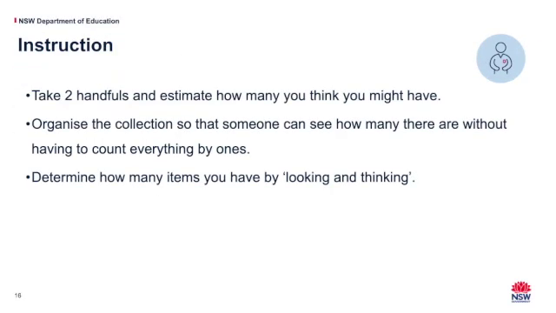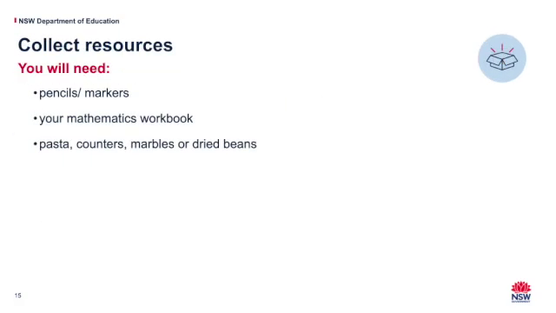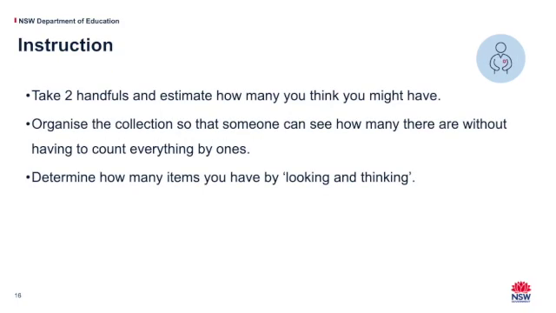When we go through, I know I'm talking a bit fast now, but when we go through, what you need to do is take 2 handfuls. It says that you need to collect something like pasta, counters, marbles, something that you've got a lot of. Then you need to take 2 handfuls of whatever that is. And if you make a mess, you need to clean that mess up. Take 2 handfuls, and then you need to estimate. So estimate means I'm not going to count that right away. I'm going to look at my handfuls, and I'm going to guess how many I might have there.